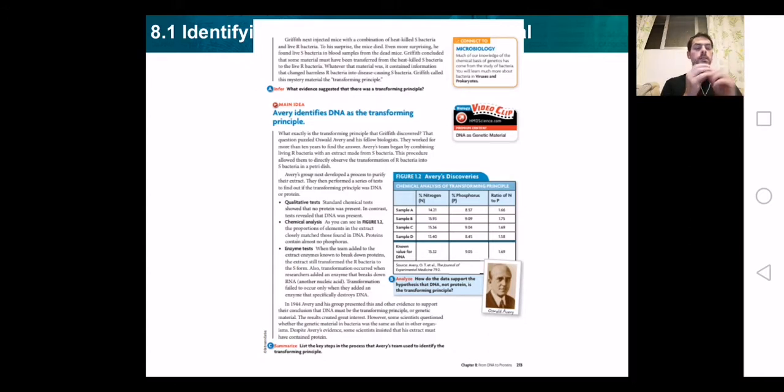Now, he did something unique. He decided to prepare an extract from the S bacteria. You can ask me, what is an extract? When you prepare an orange juice or any kind of juice that has debris, and you purify this juice from the debris, you get a clear juice. That's an extract. The same thing he did.